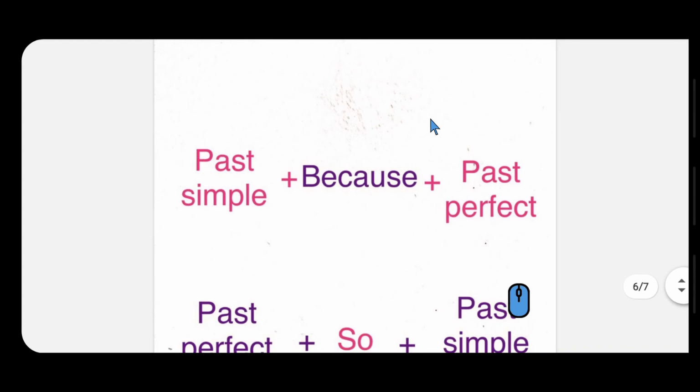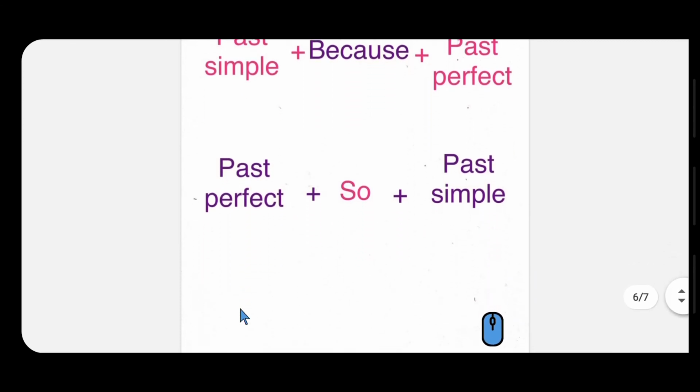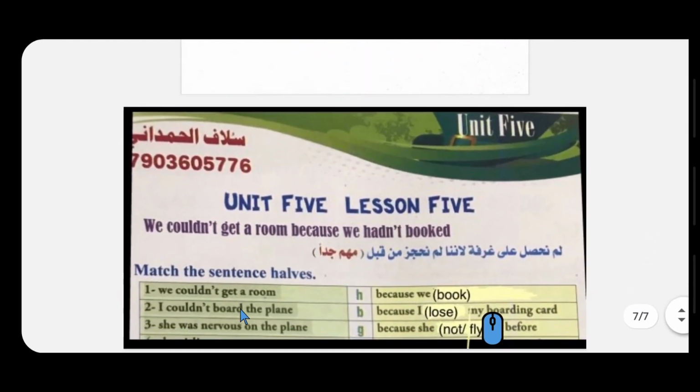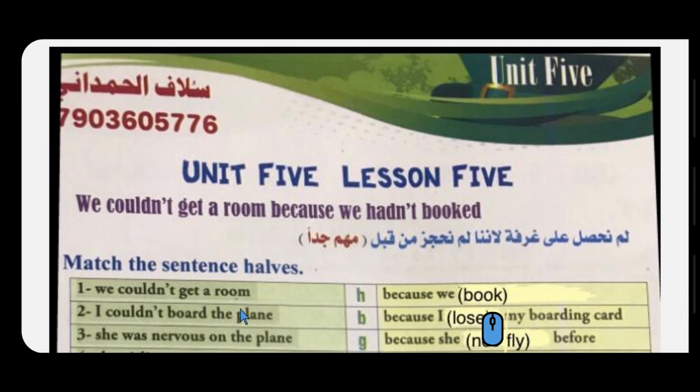أما للصف الرابع إعدادي سوف نلاحظ هذا المخطط عندهم. We have two conjunctions, because with so. After because we put past perfect and another sentence past simple, and after so اللي هي عكس because we put past simple and another past perfect. Then we have some examples about this.